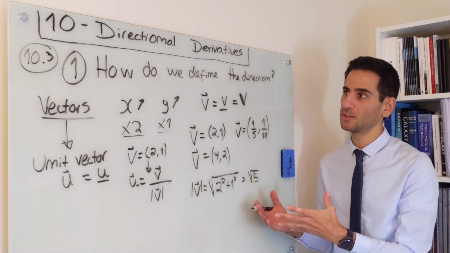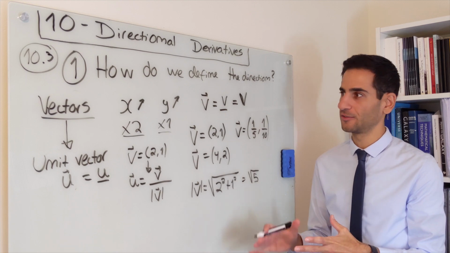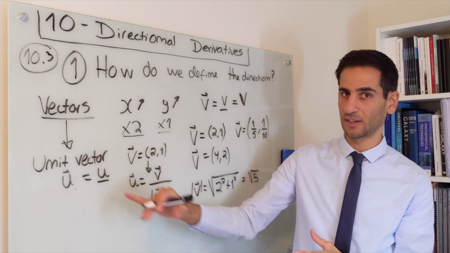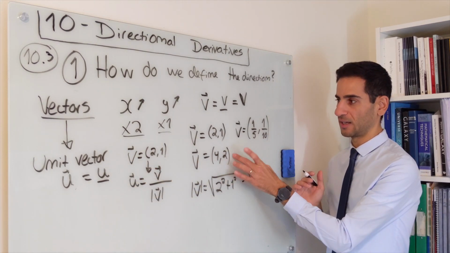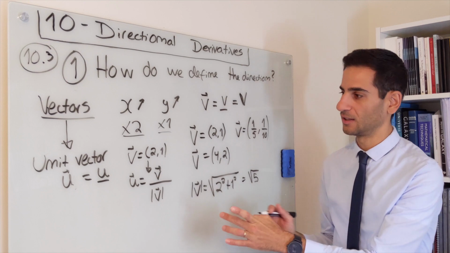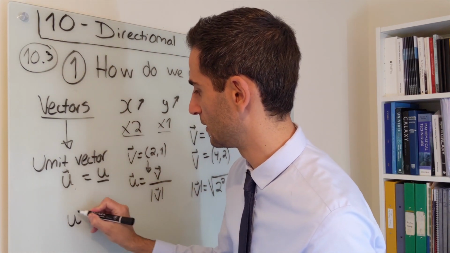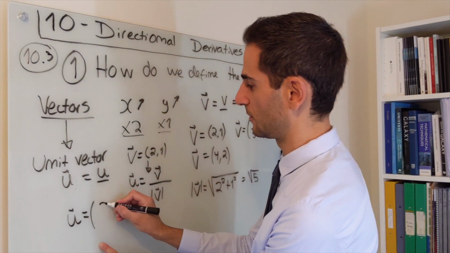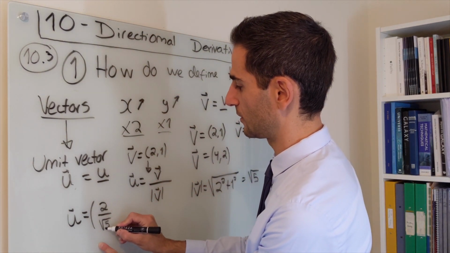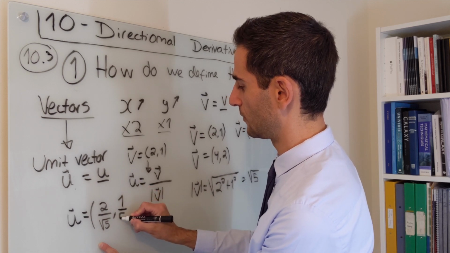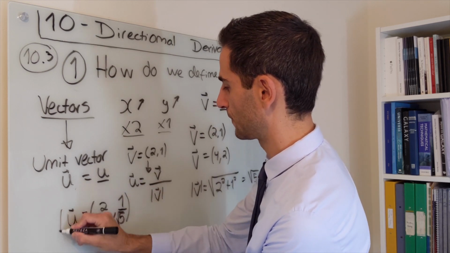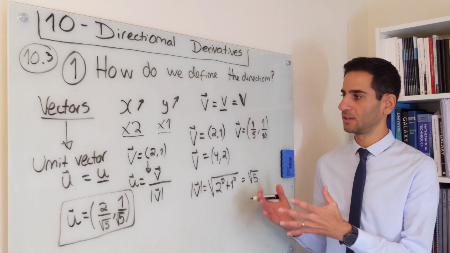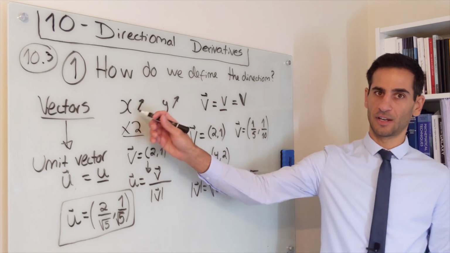So what will we use to calculate the directional derivative along a path where x is increasing twice as fast as y? We'll use the unit vector. And the unit vector is the same for whatever vector you have here. And this will be given by u equals, and we're looking at the components, that would be 2 over square root of 5, 1 over square root of 5. This will be our unit vector. Obviously, this is the case when you have x and y.